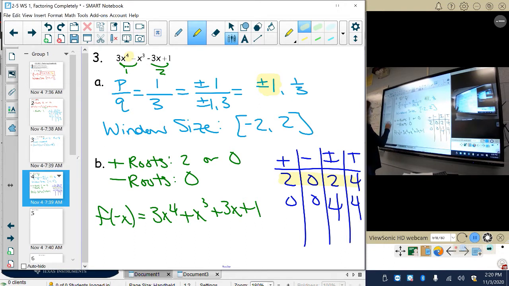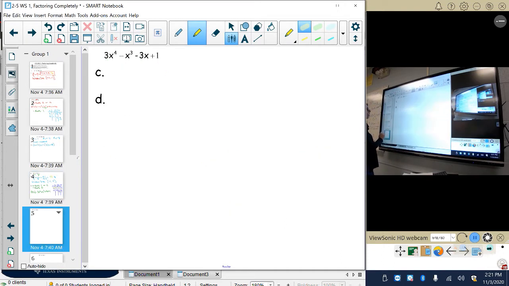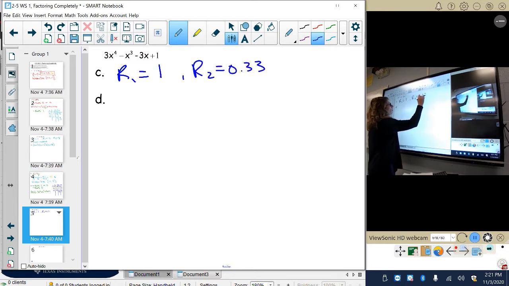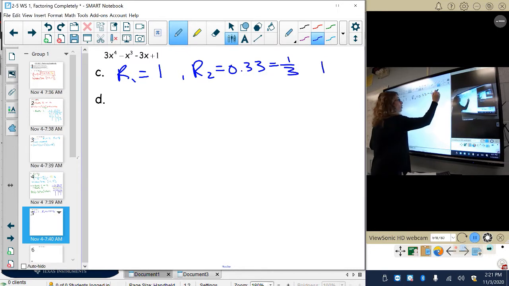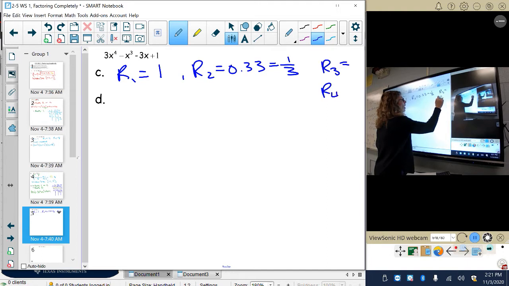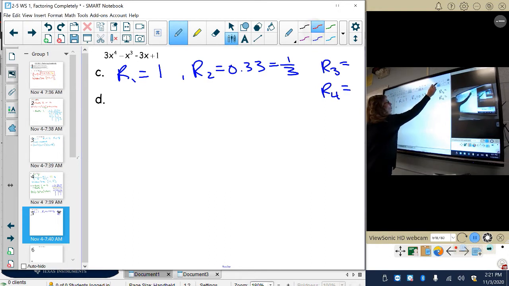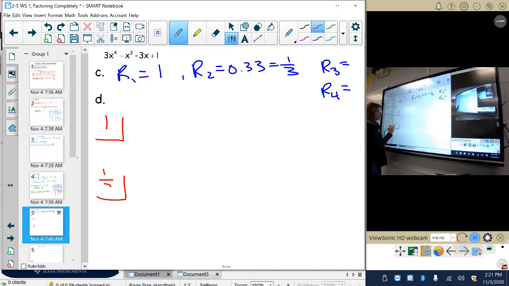And my roots just happen to be: root 1, we said, was 1. Root 2 was 0.33, which just happens to be 1/3. I don't know root 3 and I don't know root 4. I don't know those. So what I'm forced to do is synthetic division. So I'm going to do synthetic division at those values: at 1, and at 1/3.